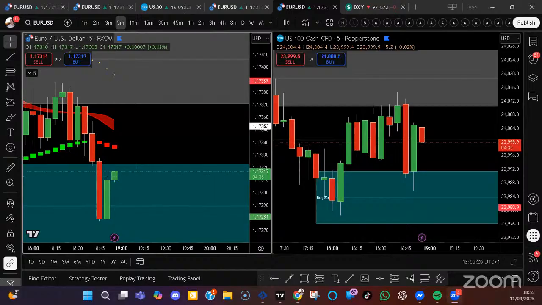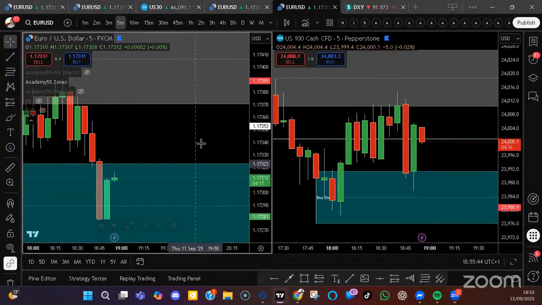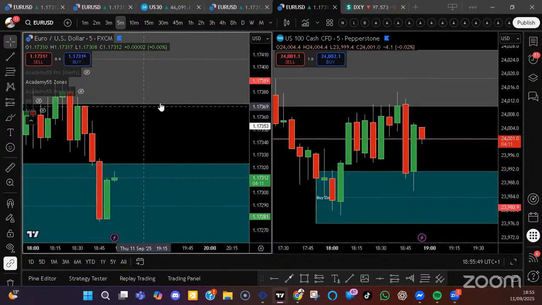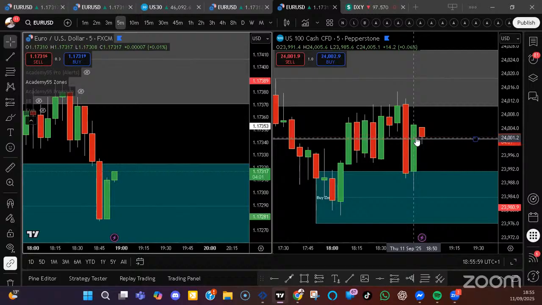It's now 5 to 7 in the evening here in the UK, looking at the EUR USD and the US 100, also known as the NAS100, following the Academy 55 indicators and strategy. Well, what can we see? We are now at the gap. This is the EUR USD on the 5-minute time frame, and the gap is less than 5 pips, sideways movement, and also the same on the US 100.